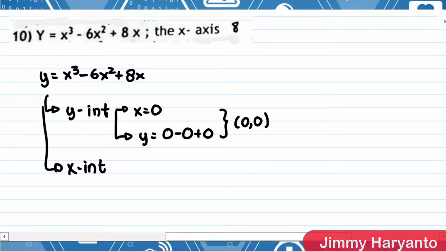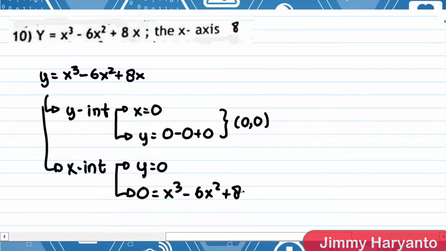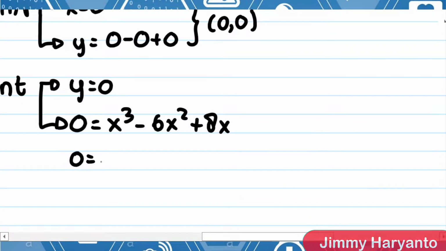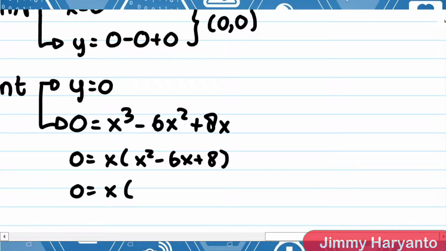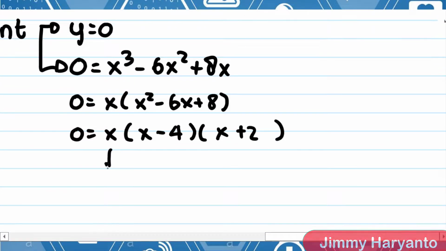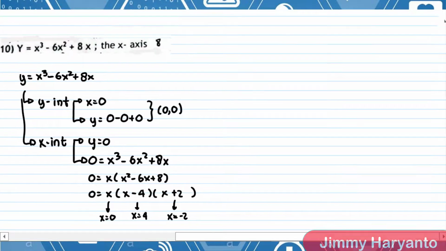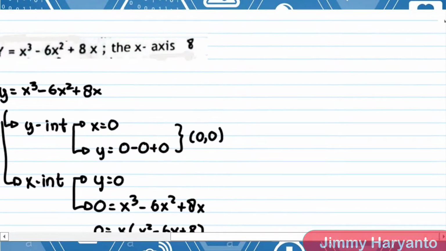And then for the x-intercept, it will be y equals 0. That means 0 equals x to the power of 3 minus 6x squared plus 8x. And then factorize it. X in the brackets x squared minus 6x plus 8. I will factorize the x, and then the x will be minus 4, and then x plus 2. X equals 0, and then x equals 4. And this one is x equals negative 2. Okay, let's... Oh, I think we need one more point.